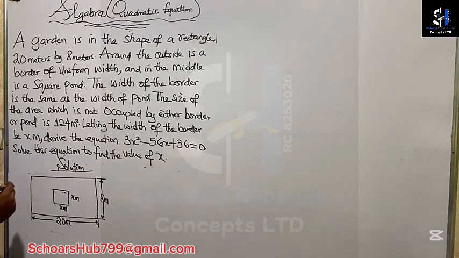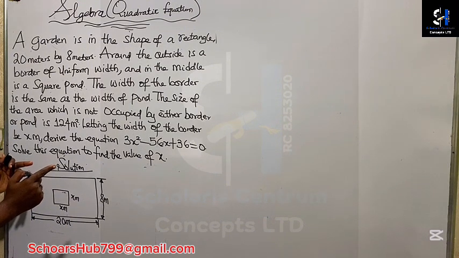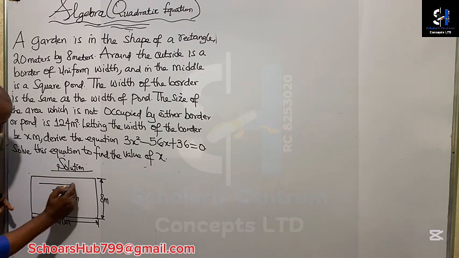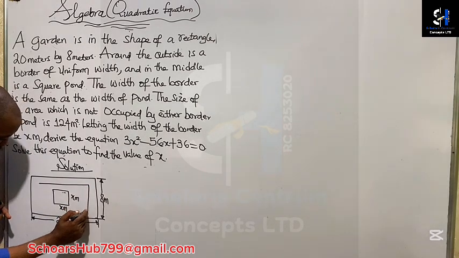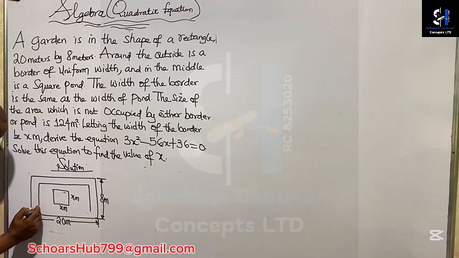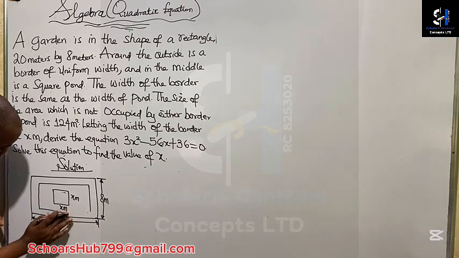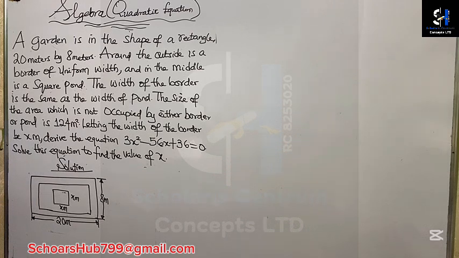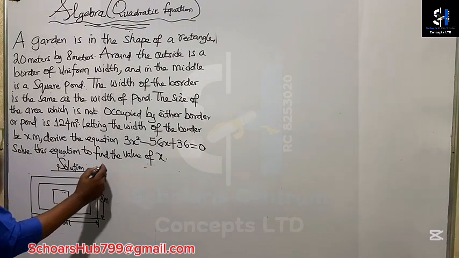So around the outside is a border of uniform width. It means we're going to have more like what we call a garden bed. We're going to have a garden bed. Yes, this is what it looks like.